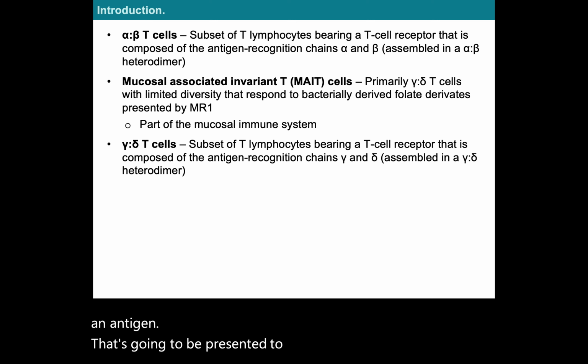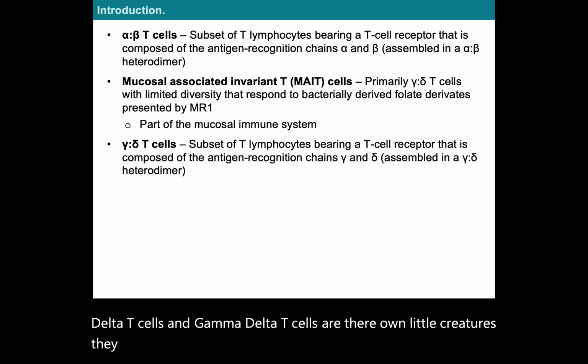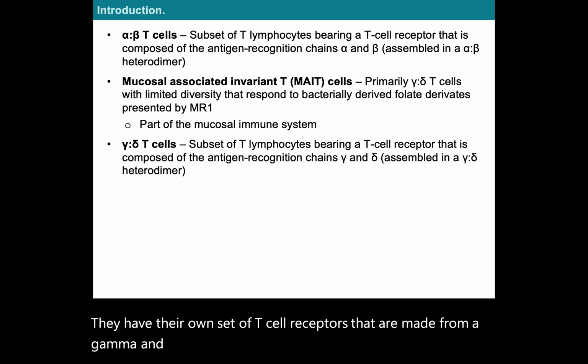Then you've got your gamma delta T cells. And gamma delta T cells are their own little creatures. They have their own set of T cell receptors that are made from a gamma and a delta chain. So it's just like a second version of the immune system.